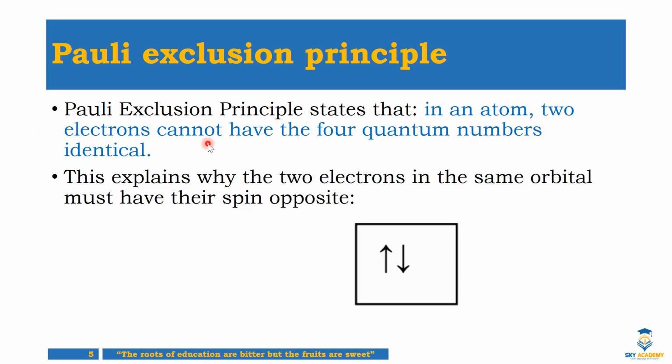two electrons cannot have four quantum numbers identical. I think you will understand this. In an atom, two electrons cannot have four quantum numbers identical. What does it mean by four quantum numbers identical?